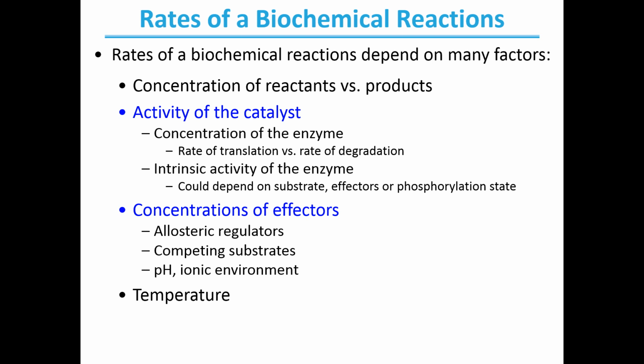What we're going to spend time with in this chapter is looking at how we can affect the activity of the catalyst by changing the concentration of the enzyme or the overall activity of the enzyme. We will also discuss how we can change the concentration of different effectors. And what I mean by that is a competing substrate, or maybe something like citrate, which can act as an allosteric regulator of the enzyme.